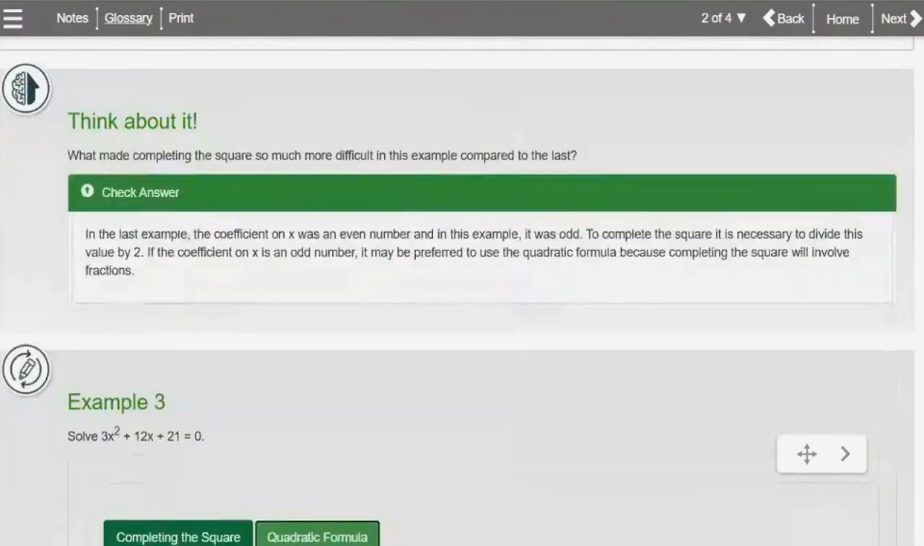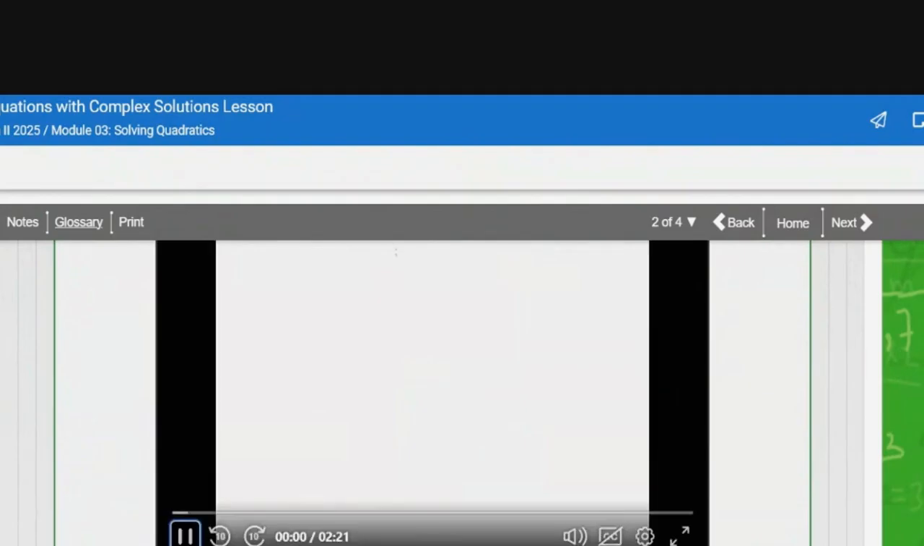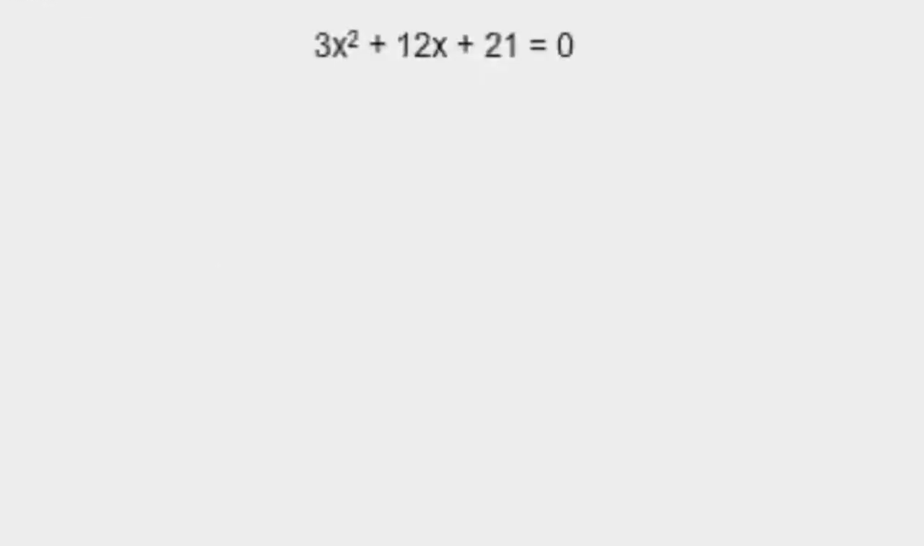So yeah, this is just on page 2 of the lesson. The first step generally is to write the equation in standard form. But this equation is already in standard form, so you may proceed to the next step.